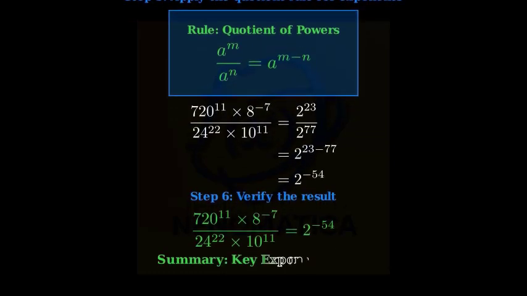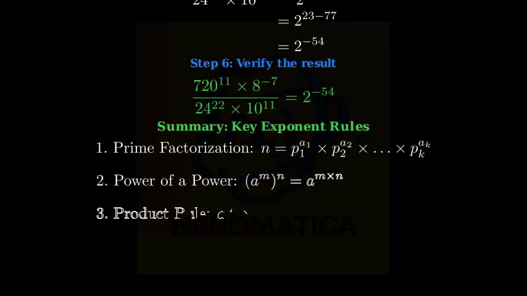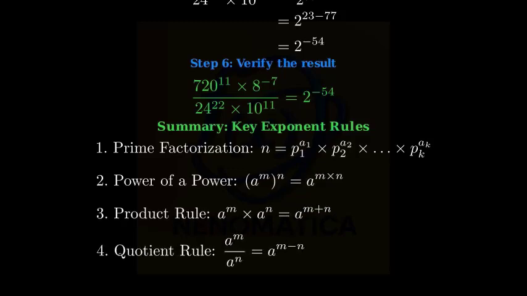In this problem, we used several important properties of exponents. First, we decomposed numbers into prime factors. Then, we applied the power of a power rule, which states that a to the m to the power of n equals a to the power of m times n.